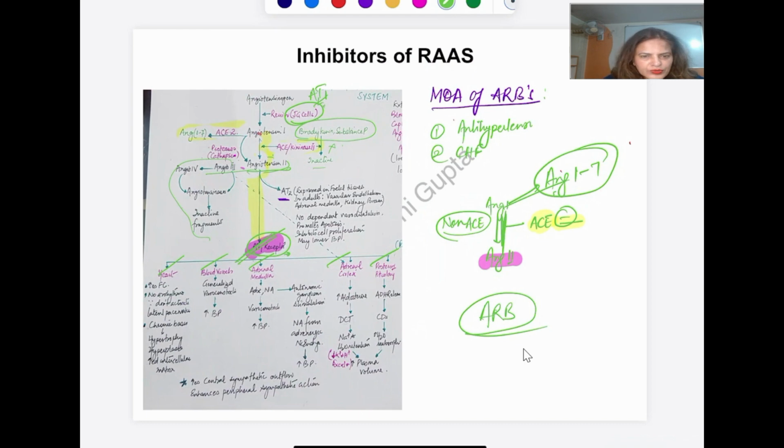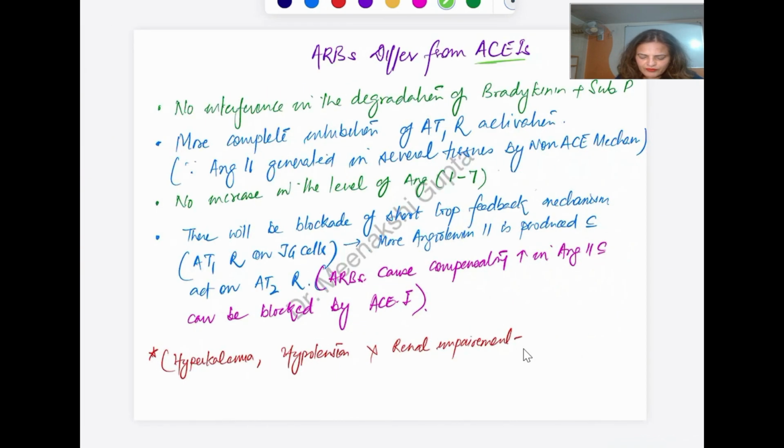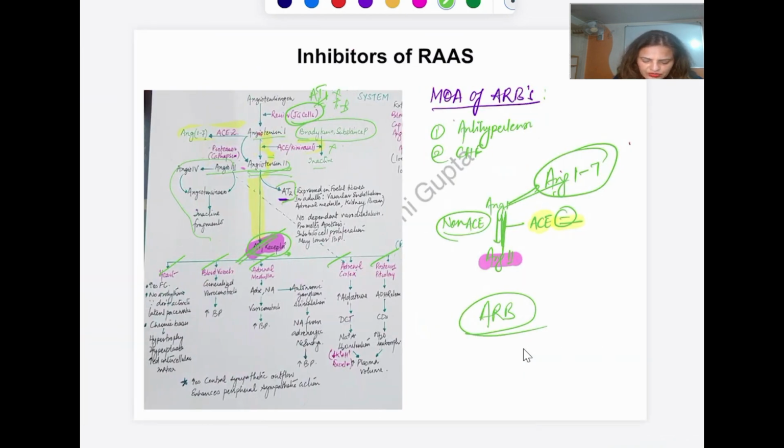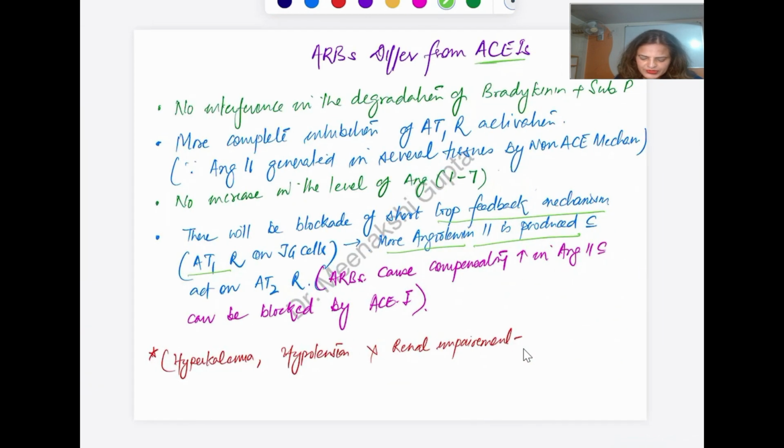So if we give the AT1 receptor blocker, the ARB, this short loop mechanism will be inhibited. If this is inhibited, then renin will be released, and angiotensin 1 and angiotensin 2 will be there. So there is an increased level of all these, because the short loop feedback mechanism is blocked. So more angiotensin 2 will be produced, which is going to act on the AT2 receptor, the angiotensin 2 receptor.